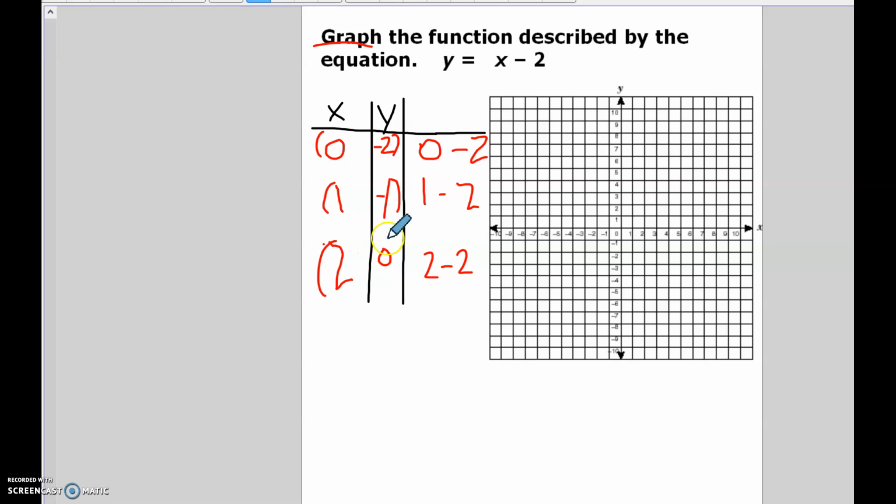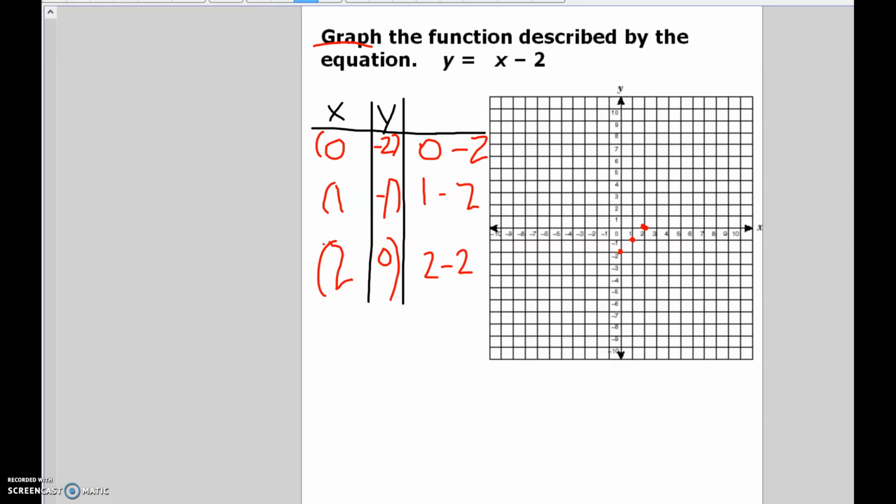Okay, so I'm going to slide to 0 and drop it down to negative 2. So start at the origin, slide nothing, and drop it down to 2. Plot the point. Slide to positive 1 and drop it down to negative 1. And we're going to see a pattern. Slide to 2, jump or drop 0. Oh, it's a straight line.